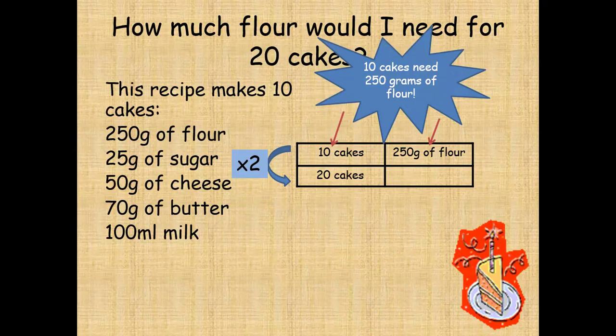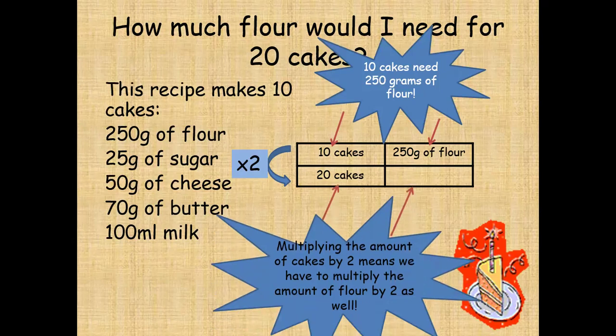So we'll multiply the flour by 2, we're going to get 500 grams of flour. We multiply the sugar by 2, we're going to get 50 grams of sugar. We multiply the cheese by 2, we have 100 grams of cheese. Multiply the butter by 2, we have 140 grams of butter. Multiply the milk by 2, we're going to get 200 ml of milk. So that gives us this.